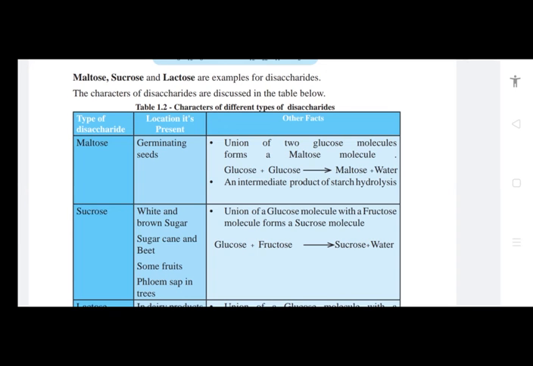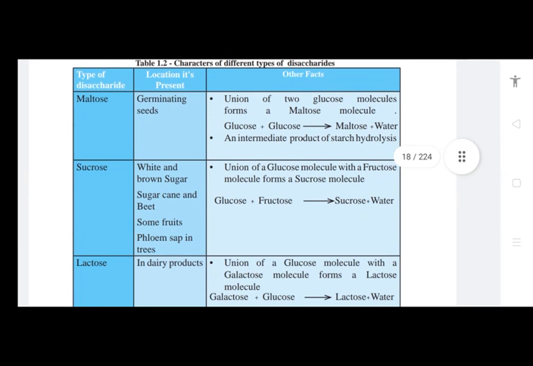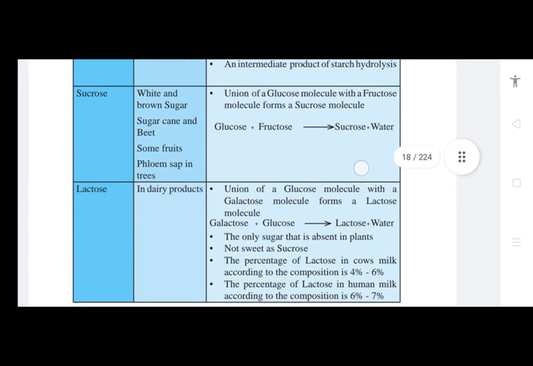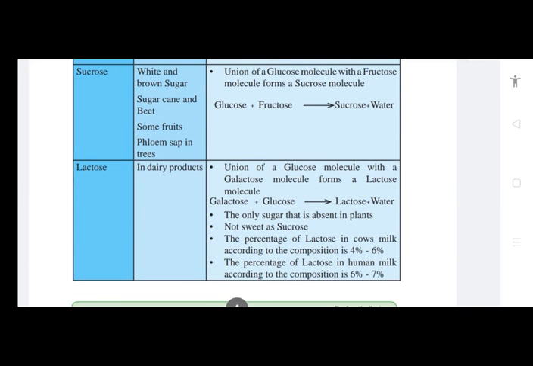Maltose is formed by the union of two glucose molecules. Sucrose is formed by the union of a glucose molecule and a fructose molecule. Lactose is formed by the union of a glucose molecule and a galactose molecule. Lactose also lacks the sweet taste, and it is found in animal milk and human milk according to composition percentages.